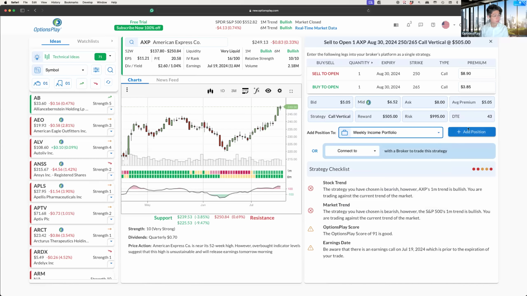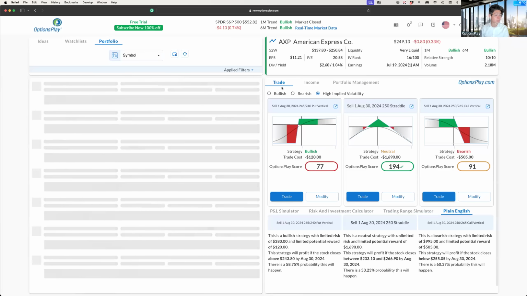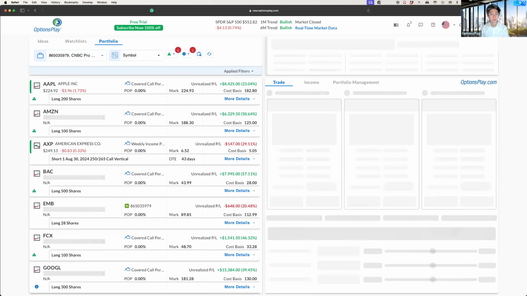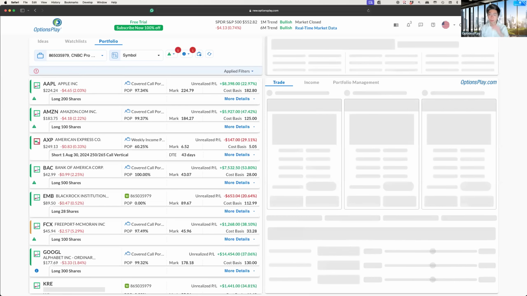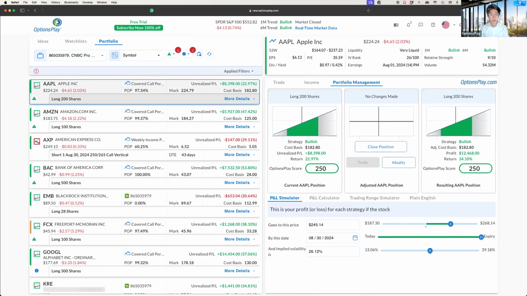platform, so that if you want to paper trade these trades, you can simply add these positions to your portfolio and track it using OptionsPlay as a paper trade. So there's a lot of features built into OptionsPlay specifically designed for beginners to help you get started.